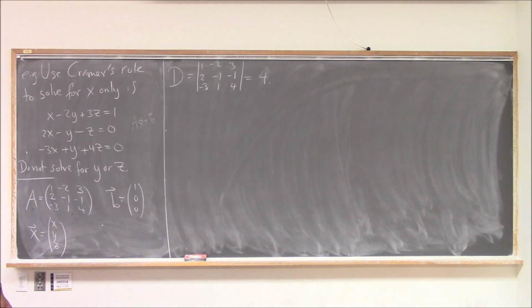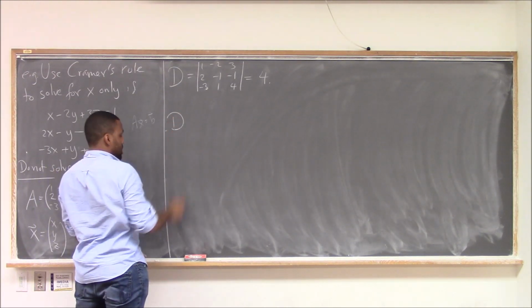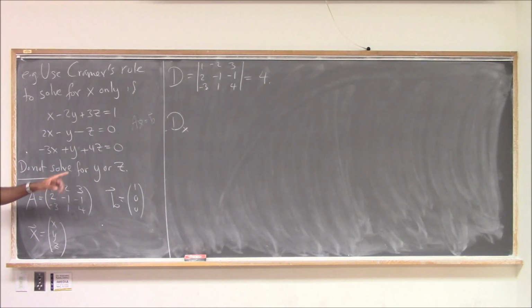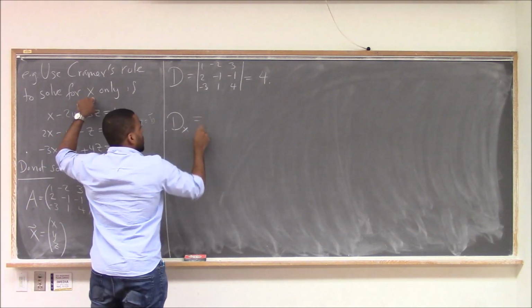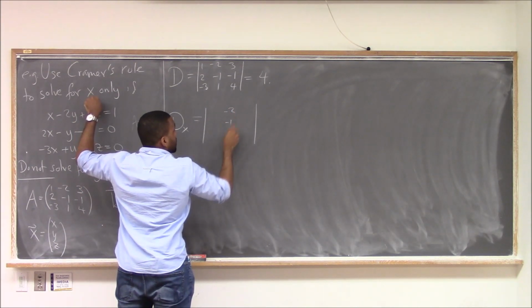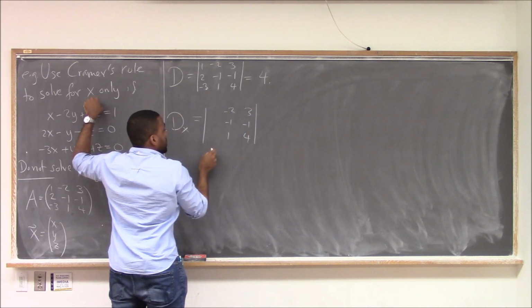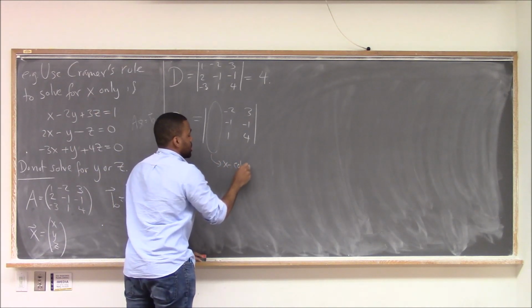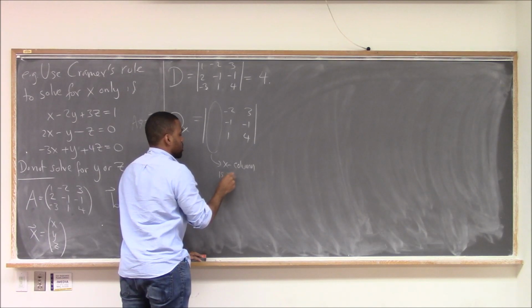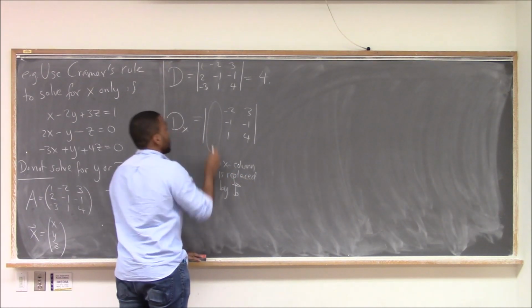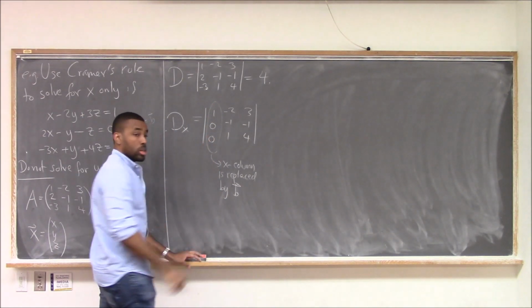And so now you can find D sub each of the variables. In this case, I care about D sub X because I want to solve for X. So what that means is I'm going to take the determinant of this matrix, except the X column is replaced by B. So I'm going to put 1, 0, 0.